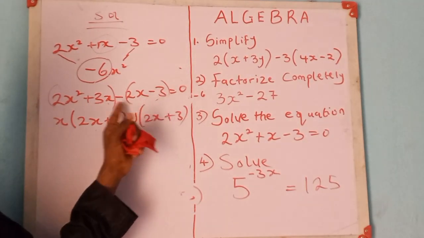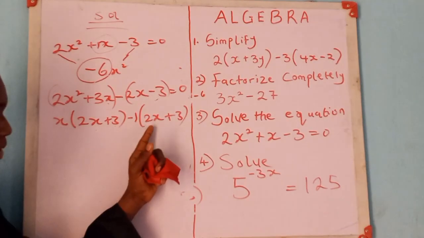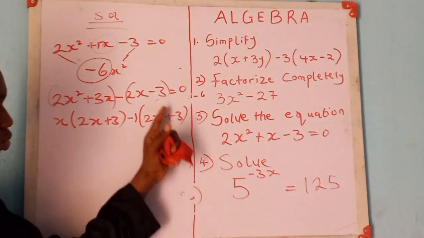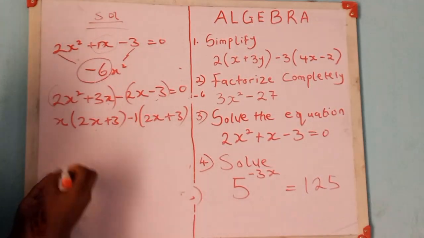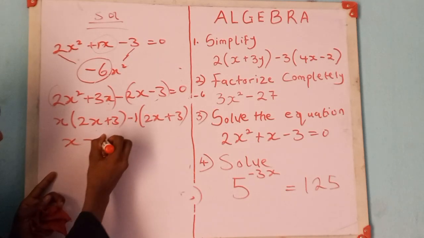Now, x is not common. There's only 1 that's common. So this multiplied by this is this. Then this multiplied by this is this. So now, what we are having here is our x minus my 1.